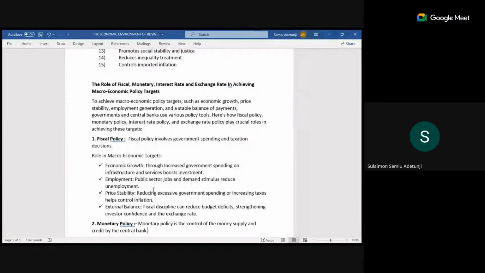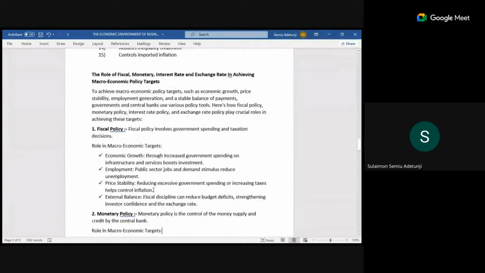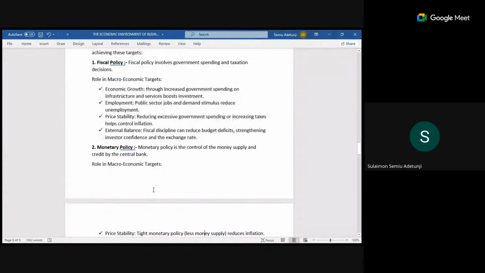Fiscal policy also plays a role in price stability. Reducing excessive government spending and increasing taxes helps control inflation. Then fiscal policy also plays a role in external balance. Fiscal discipline can reduce budget deficit, strengthen investors' confidence and exchange rates.